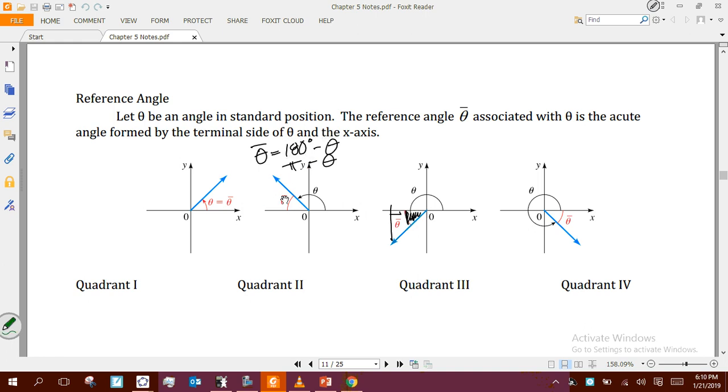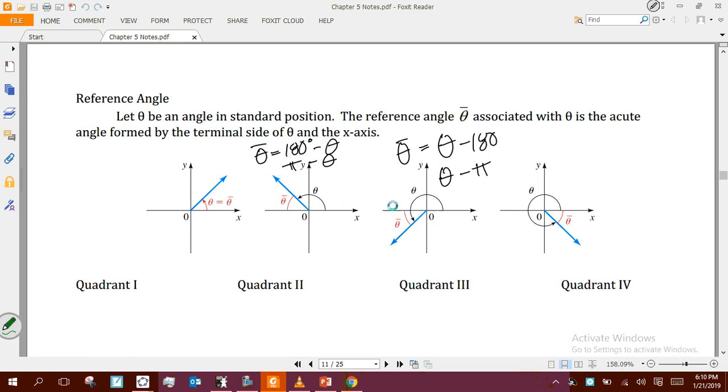And that will give me that angle. So an example would be 180 degrees minus 135. Did that give me the 45 that we talked about previously? If I'm in the third quadrant, it's going to be a little bit different. So theta bar in the third quadrant is going to be your theta minus 180 or theta minus pi.